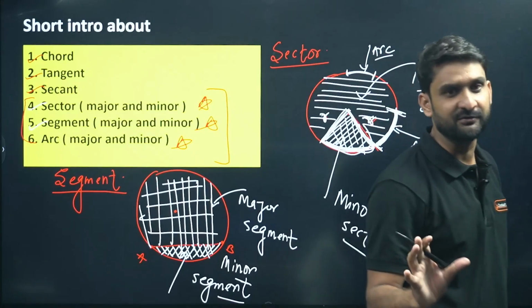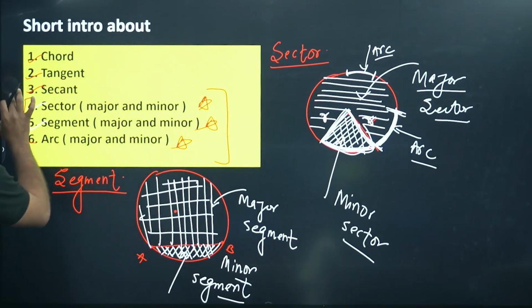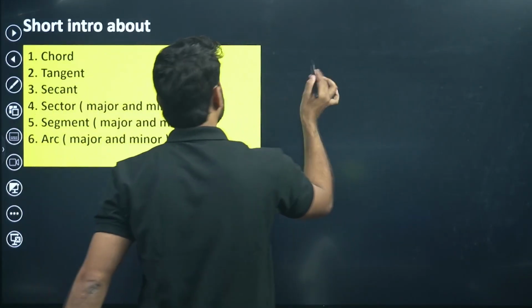The portion of the circumference of the circle is called arc. Okay, the portion of circumference of the circle is called arc. Let me tell you in detail.